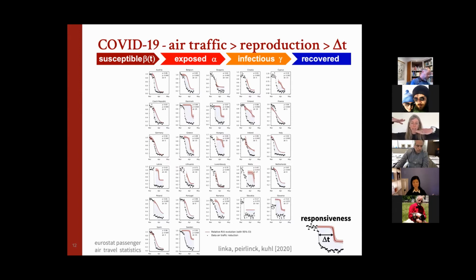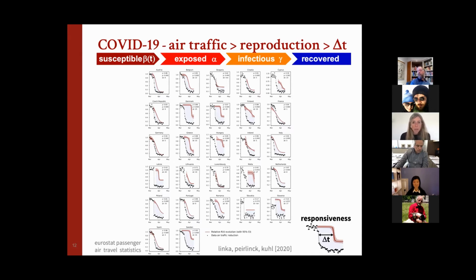So it has this tangent type function where it starts at 100%, goes down to 5%, and there's this transition. So they look actually quite similar. Again, the dots are the air traffic, the red line is the reproduction number, and the lag between the two we call the responsiveness. And that's something we learned from the data.